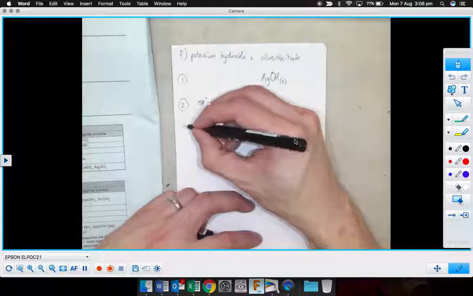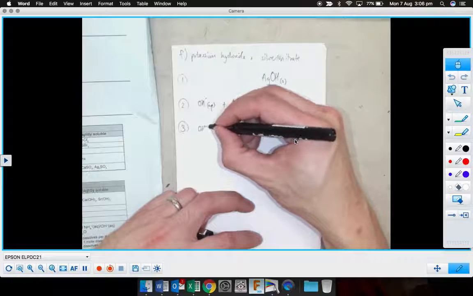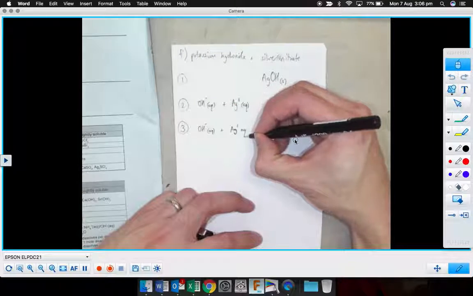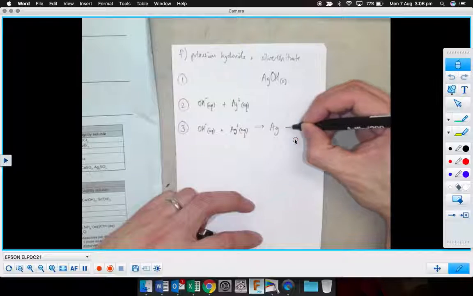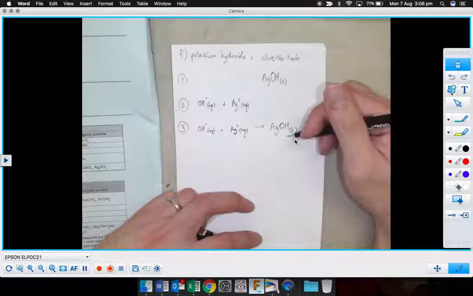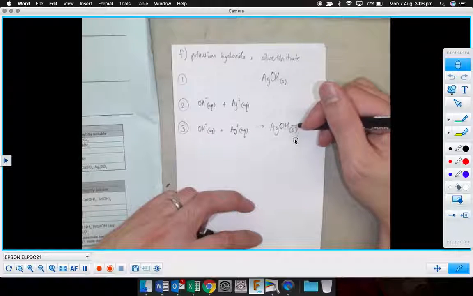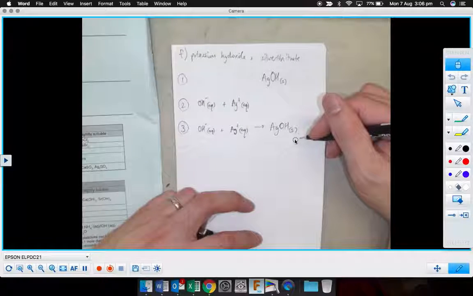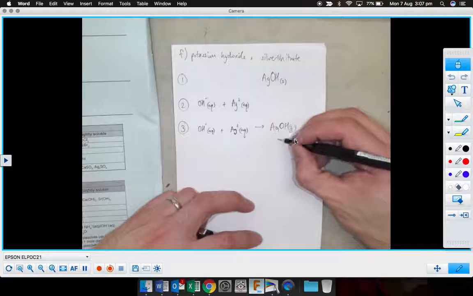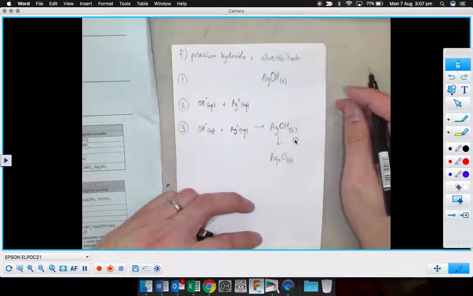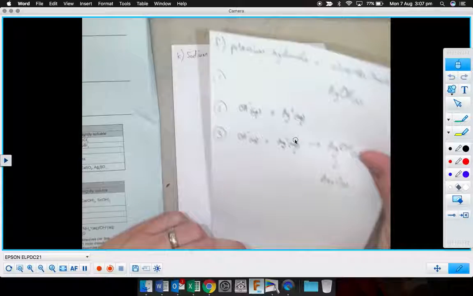Then we put these together. We have OH- aqueous plus Ag+ aqueous goes to AgOH solid. It will turn into the Ag2O, but we're not going to worry about that for now. So don't worry about that. This one will turn into Ag2O solid, but we won't have to worry about that one either. Let's go on with the next one.